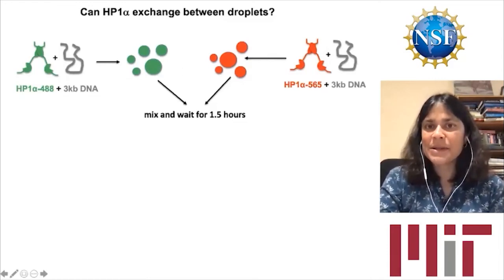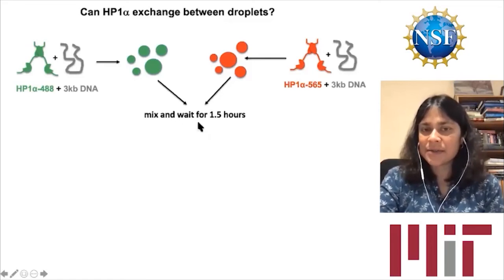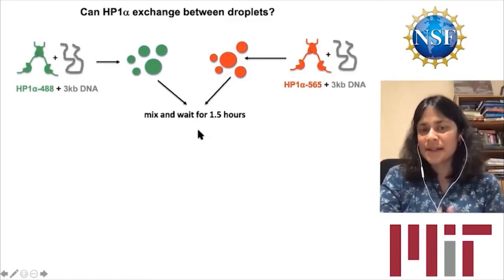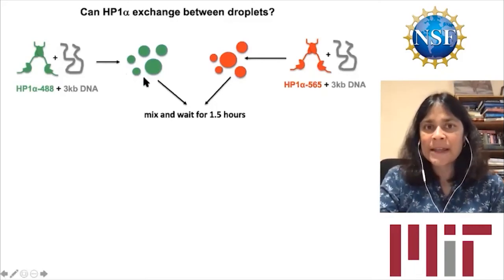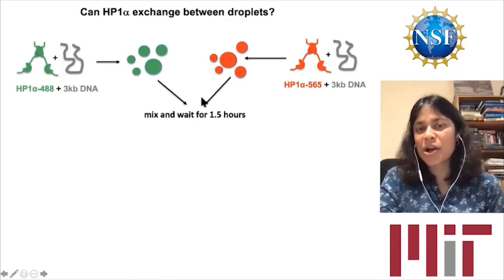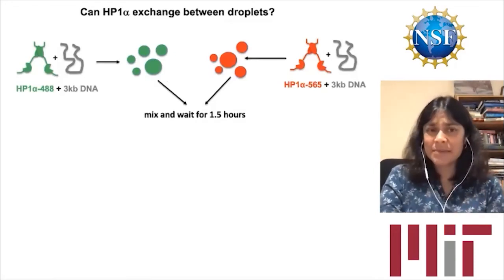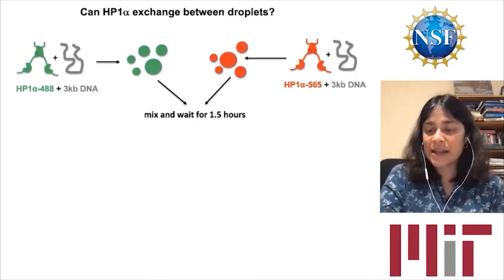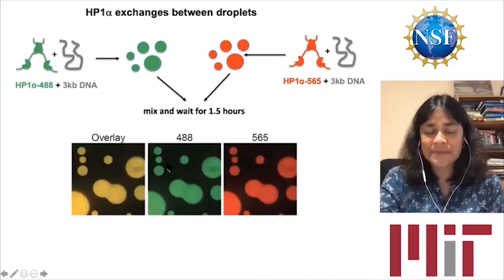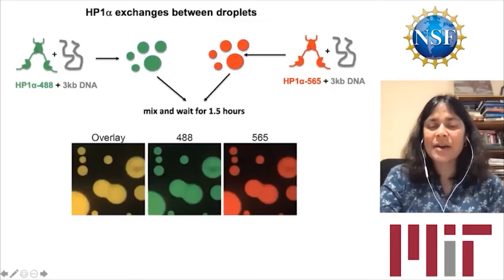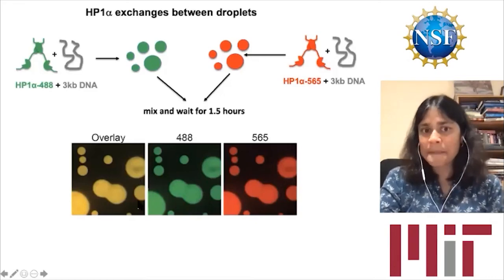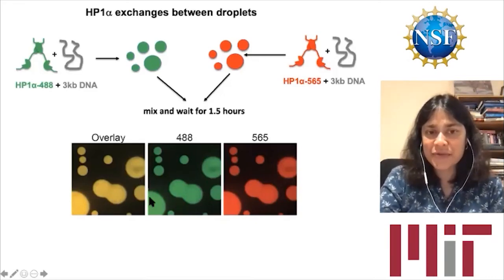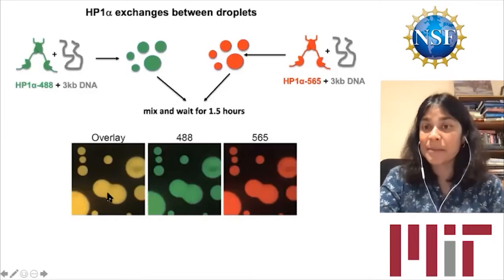She formed green droplets, red droplets, mixed them for about 1.5 hours and waited and asked, what happens, do the droplets fuse? And if they fuse, do they exchange contents? If they exchange contents, we expect the droplets to become yellow, because all droplets would have green and red HP1 alpha molecules. And that's what she sees. This is how the droplets look after mixing and waiting for 1.5 hours. All the droplets show red, all the droplets show green, and all the droplets show yellow. Okay. And you can see even these two droplets that have just fused, in the act of fusing, have already become yellow.